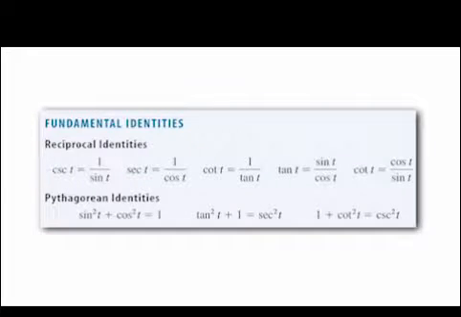Trigonometric functions are related to each other through equations called trigonometric identities. The most important ones we call the fundamental identities. We have two types, reciprocal and Pythagorean.